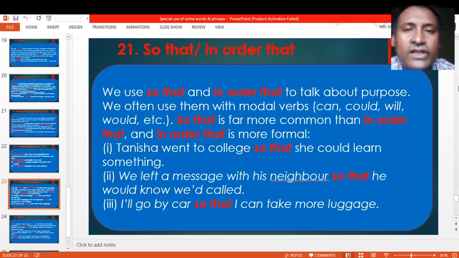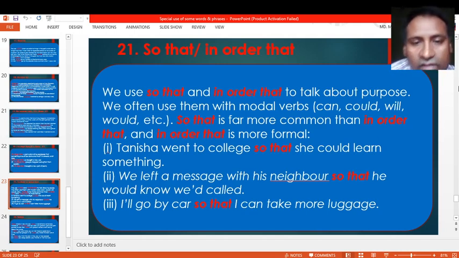So that or in order that. So that or in order that is used to talk about the purpose of someone or something. We often use them with modal verbs: can, could, will, would, etc. So that is far more common than in order that, and in order that is more formal. For example, Tanisha went to college so that she could learn something. Tanisha went to college for the purpose that she could learn something from her college.